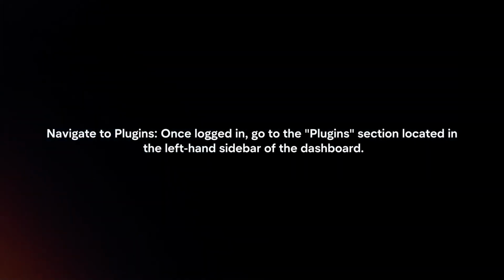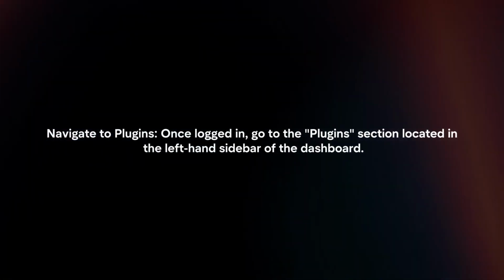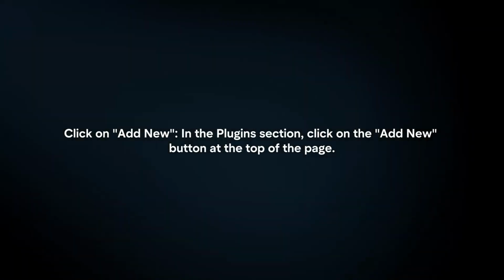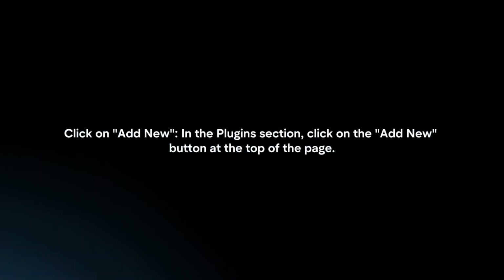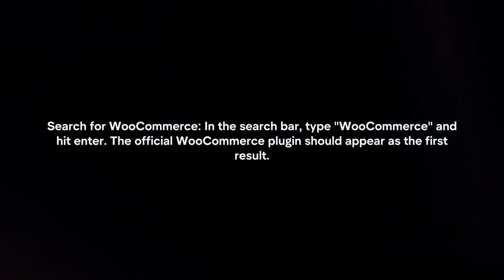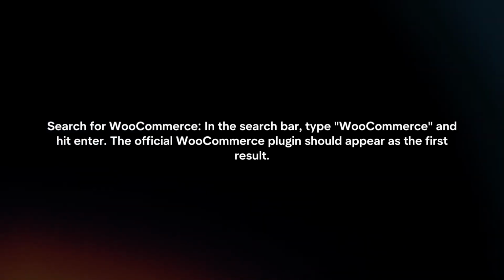Navigate to Plugins. Once logged in, go to the Plugins section located in the left-hand sidebar of the dashboard. Click on Add New. In the Plugins section, click on the Add New button at the top of the page. Search for WooCommerce. In the search bar, type WooCommerce and hit enter.